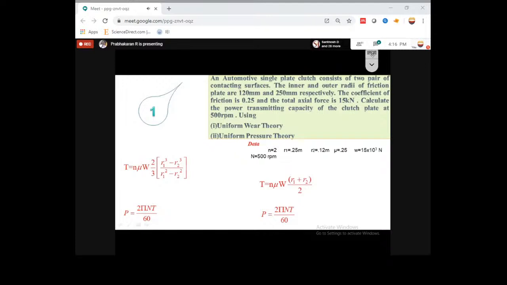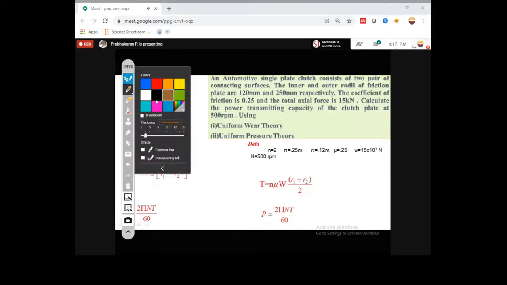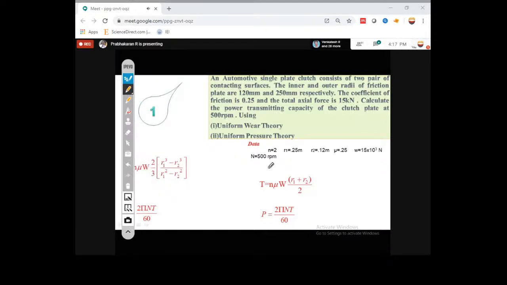So n equal to 2. Next, the inner and outer radius of the friction plate. Students, don't get confused. In the derivation I have taken inner as R2, while some books mention R1. Don't worry about it, just remember the concept: inner R2, outer R1.